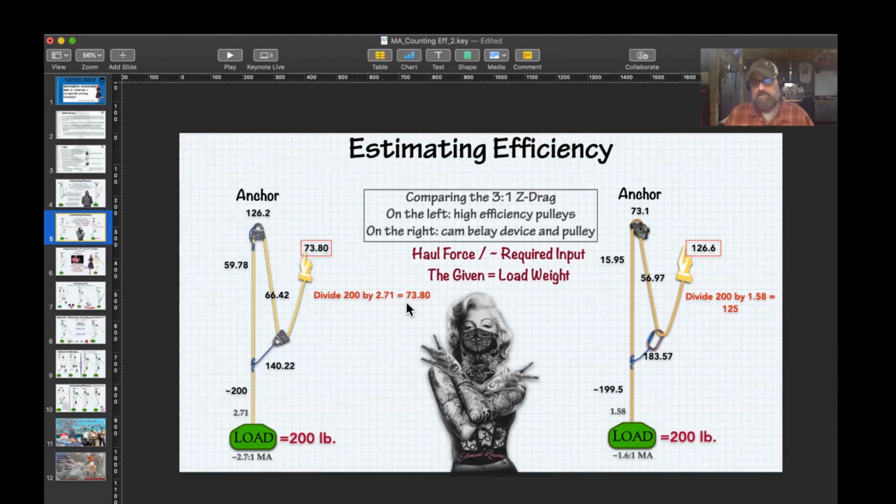You can kind of test those systems out by what you estimate your estimated load is going to be, whether it's a 1-person rescue, a 2-person rescue, what that estimated weight is going to be, and then times it by what the estimated efficiency is of your system to see if you're kind of in the ballpark of where you want to be. And that about covers that for this slide.